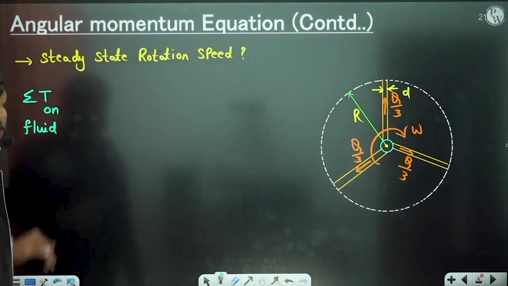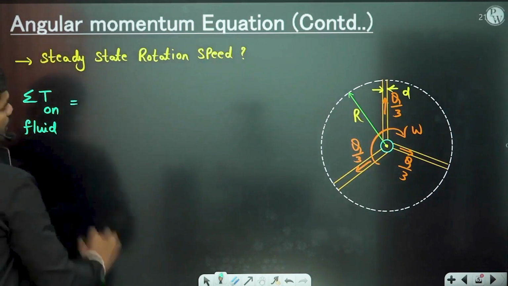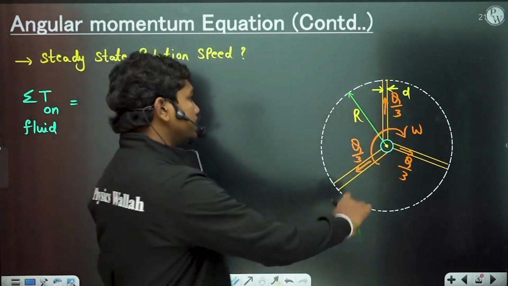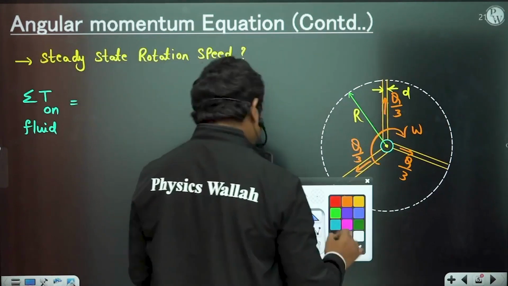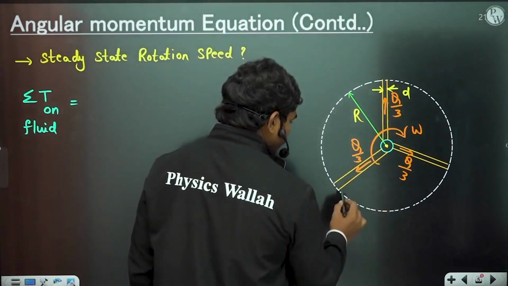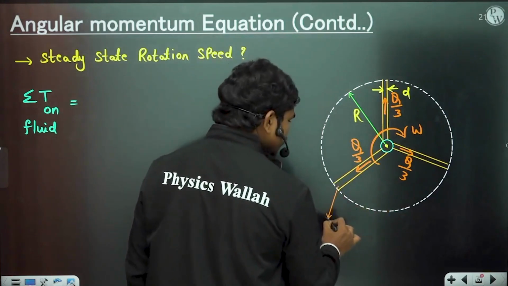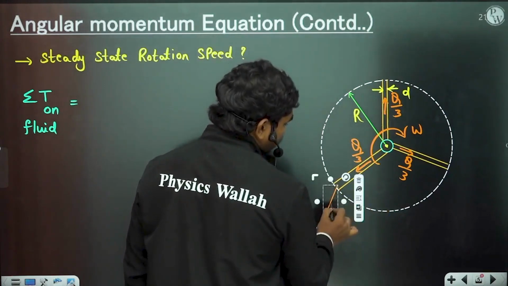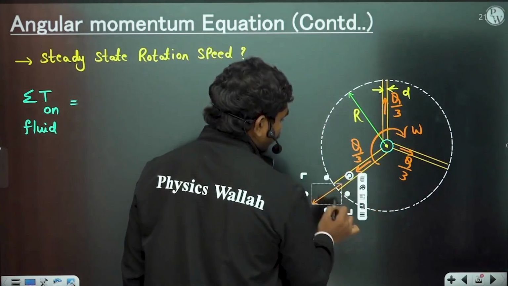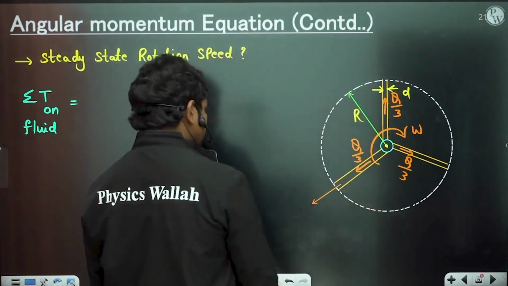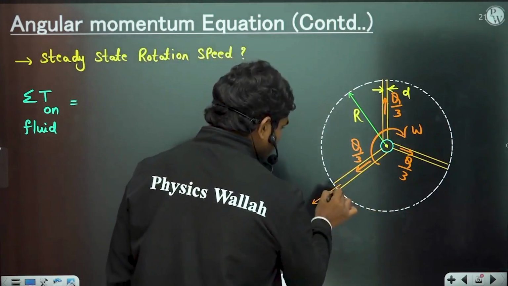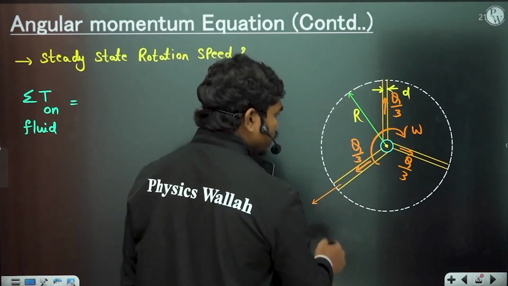So sigma T on the fluid is equal to... now if you see, all these three arms are identical, correct? Now see carefully here. At any location, in general, the velocity of the flow is in this direction. The flow is coming out in this direction, and this flow can be resolved into a tangential component and also a normal component, correct?